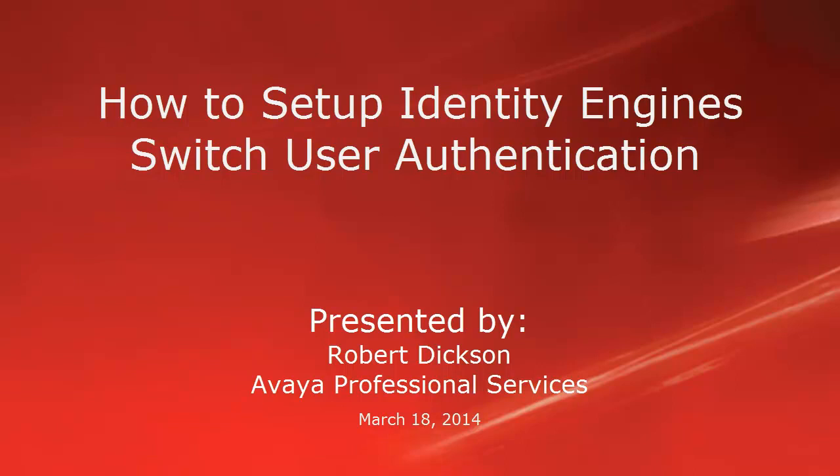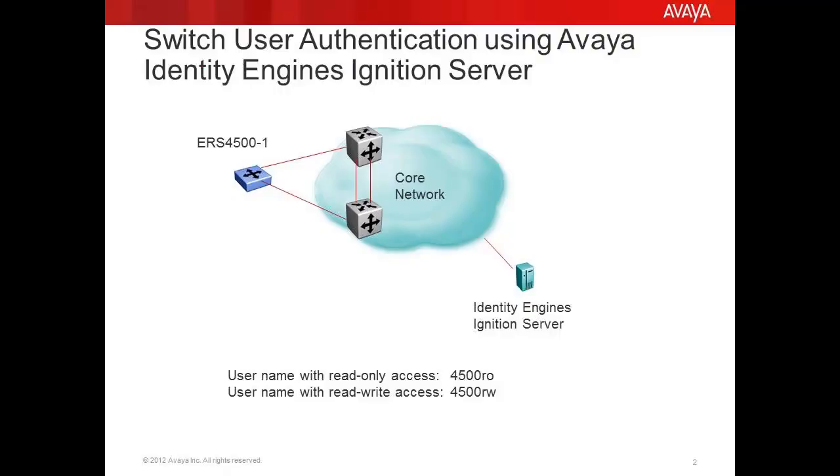This video is about RADIUS switch user authentication when using Identity Engines. For this configuration example, we will enable RADIUS user authentication on ERS 4500-1. We will configure the Identity Engines server with two users, one called 4500RO with read-only access, and one called 4500RW with read-write access.